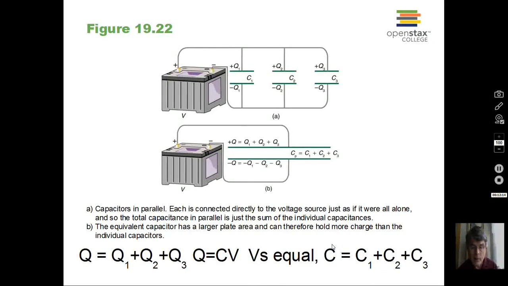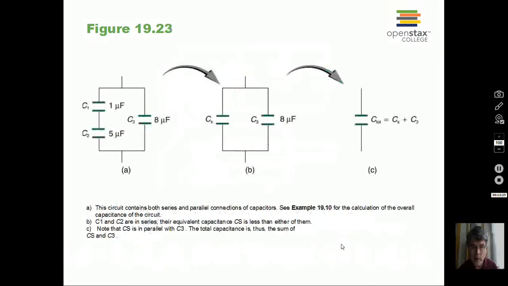So we calculate series equivalent capacitance with the reciprocal formula. For the parallel, it's easier. We just add the capacitors' values together.